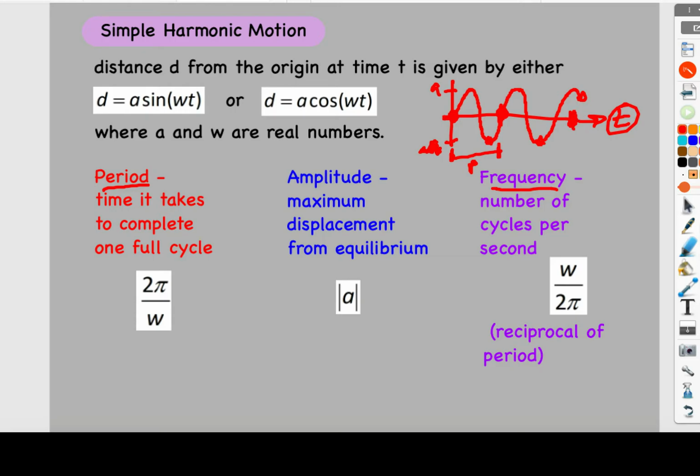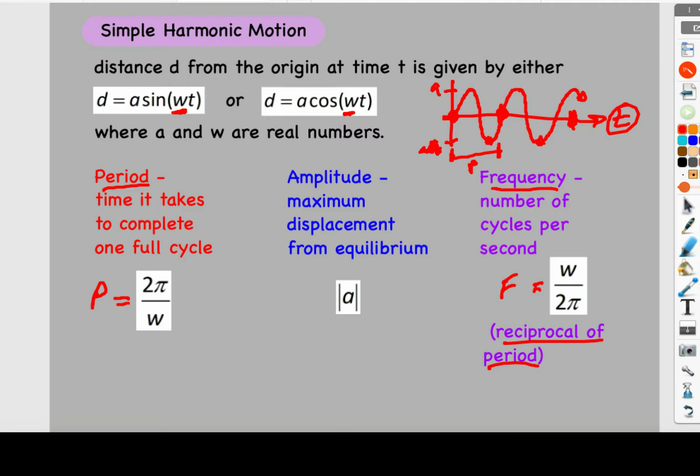The nice relationship there is that the frequency is just the reciprocal of the period. So if 2 pi over w, what we often call b in a larger equation, is equal to the period, well, w over 2 pi is equal to the frequency. Very simply, it's just the reciprocal there.